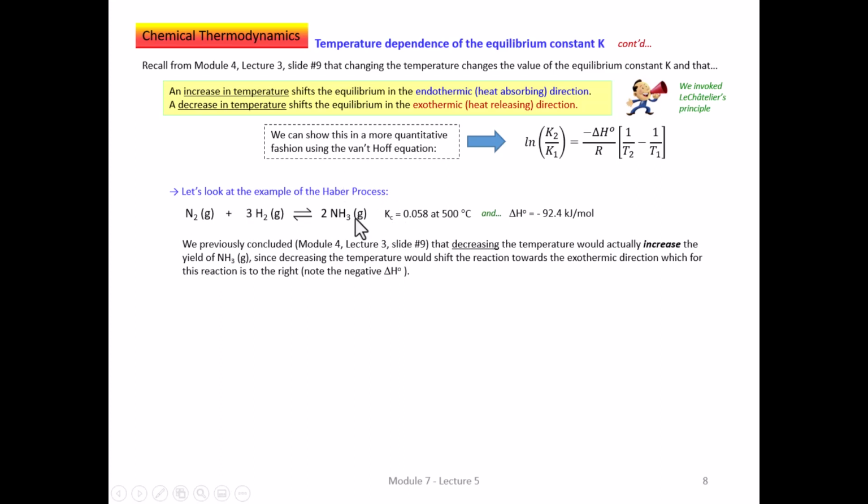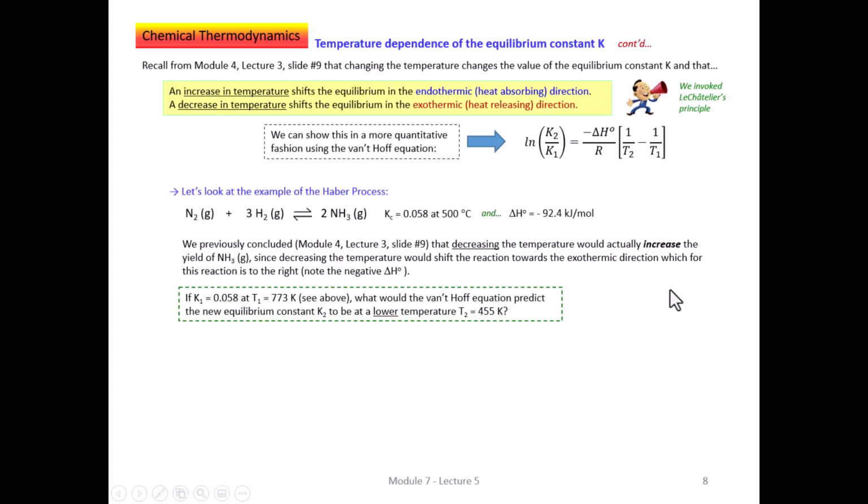If we decrease the temperature, the equilibrium will shift in the direction to offset that decrease in temperature. So it would shift in the direction that produces heat, and that would be in the exothermic direction, which would be left to right. So we'd predict way back in module 4 that if we drop the temperature, this equilibrium will become more product favored and our yield of ammonia will go up. Well, let's see if we can actually calculate a change in equilibrium constant.